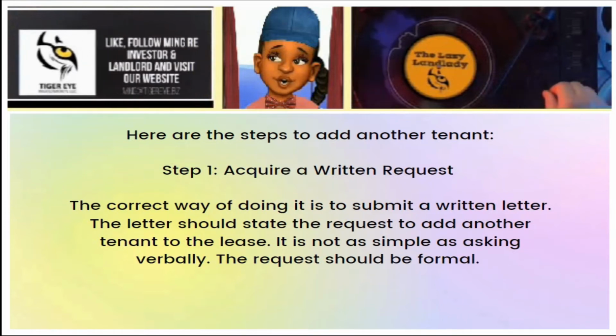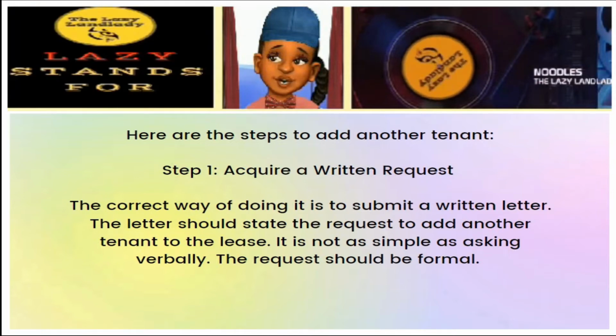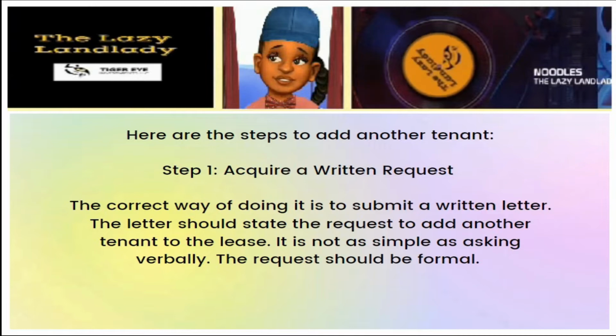Step 1. Acquire a written request. The correct way of doing it is to submit a written letter. The letter should state the request to add another tenant to the lease. It is not as simple as asking verbally. The request should be formal.